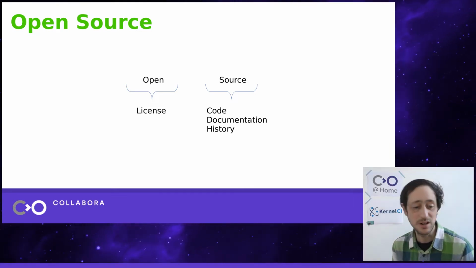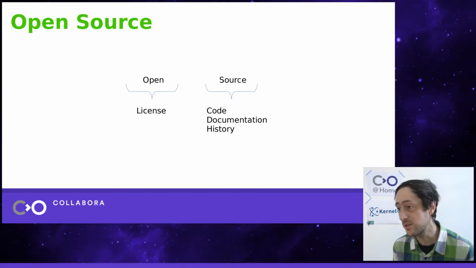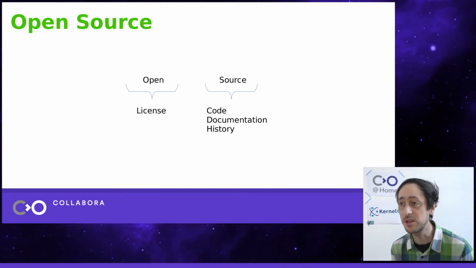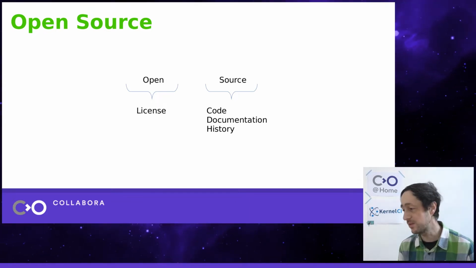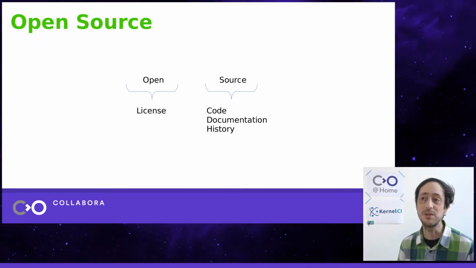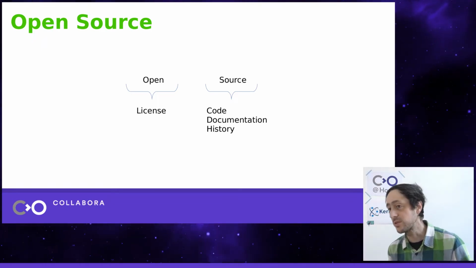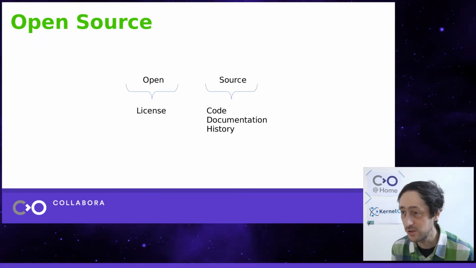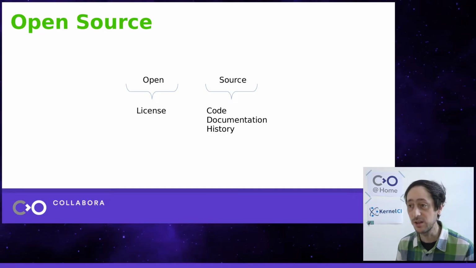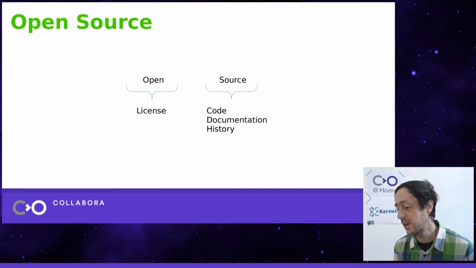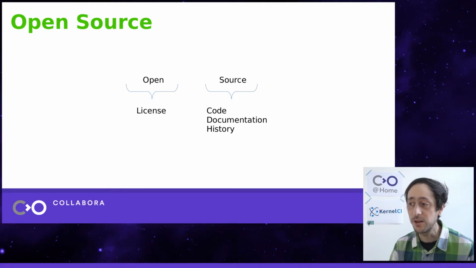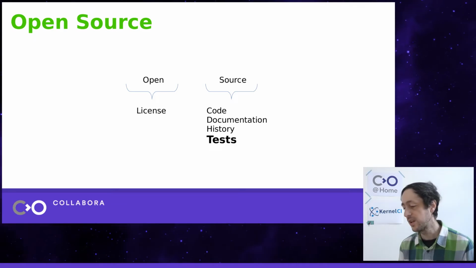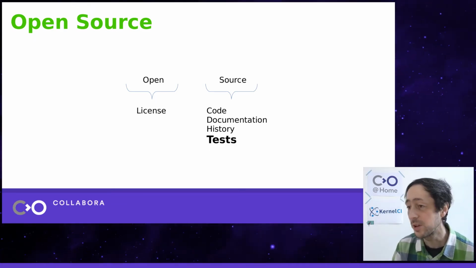Open is basically defined by the license that comes with the code, like a GPL license or Mozilla, MIT, BSD. So that tells you that you can reuse the code and copy it and modify it. And source is basically everything that's covered by the license. So you have code and documentation, and of course you have all metadata like the history from the source control. And one thing you also have typically in an open source project is tests. So this is very important for this talk. We'll keep coming back to that.